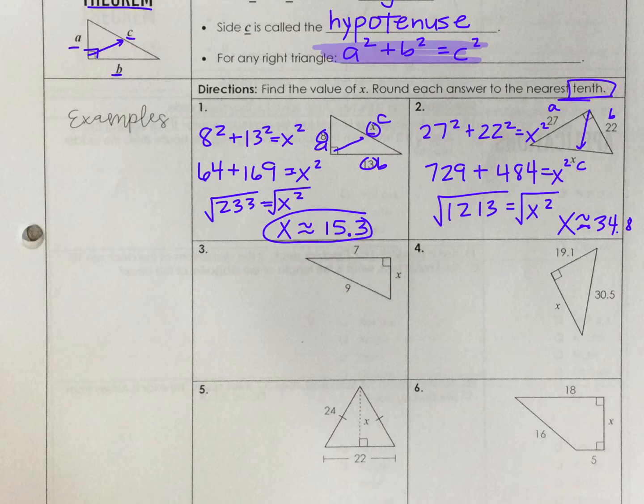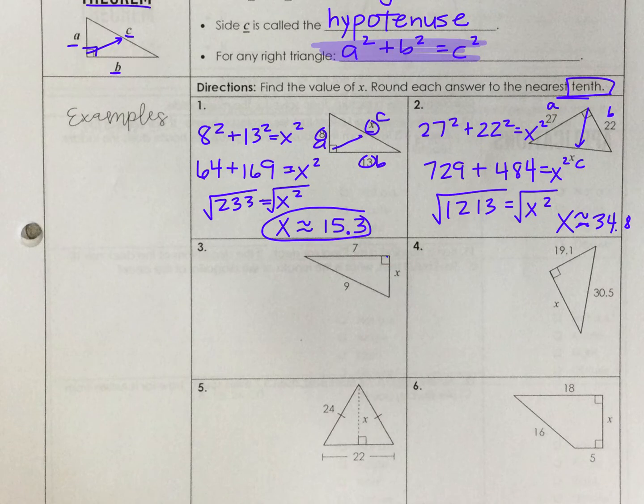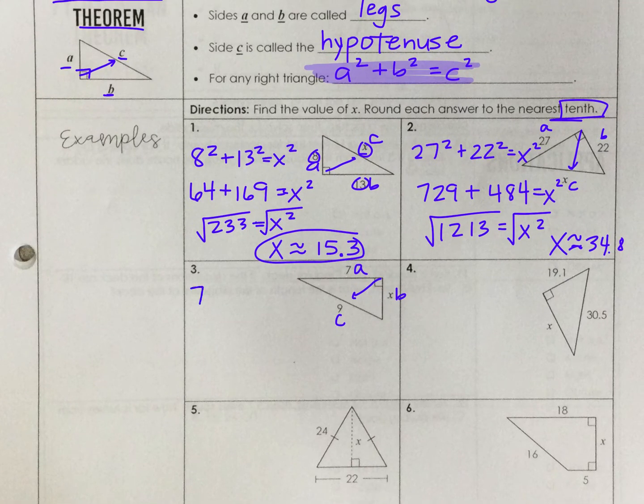This next one's a little bit different because I have a different C. So across from the right angle is 9. So 9 is C. We'll make 7 A and X B. So it's going to be 7 squared plus x squared, that's my B, equals 9 squared. 7 squared is 49 plus x squared equals 81.